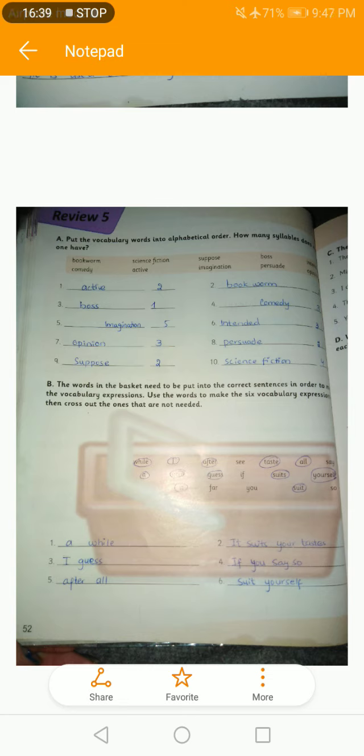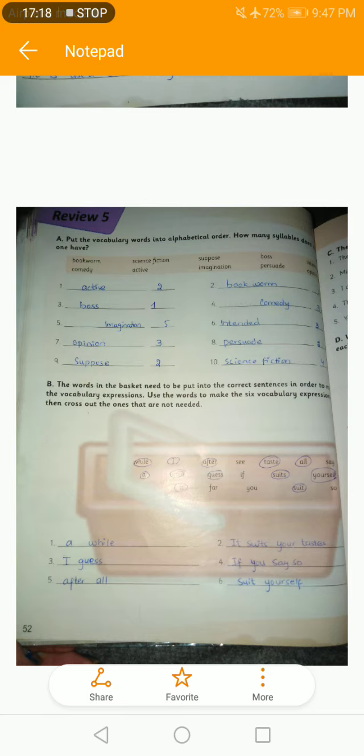Okay, we have the words: while, I, after, see, taste, all, says, a, your, guess, if, suits, yourself, suit, so, you, for, it. By adding these words we have to make correct vocabulary expressions. The first one is a while. The second one is it suits your taste. The third one is I guess. The fourth one is if you say so. The fifth one is after all, and the sixth one is suit yourself. So these are the vocabulary expressions.